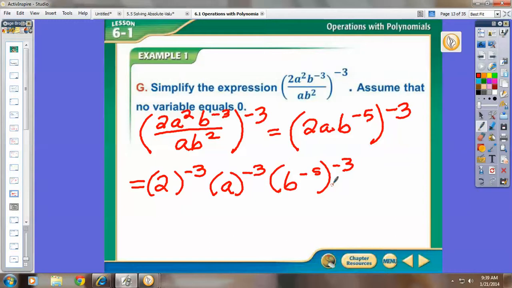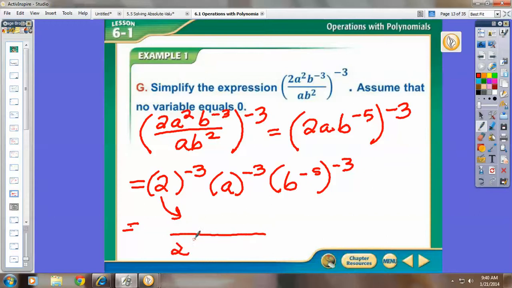Now please don't type 2 to the negative 3 in your calculator because you're going to get a decimal. Okay? That negative exponent tells us we're going to change floors. We're going to cross the line and change the sign. So I'm going to move this. I'm just going to go ahead and move it. I'm not going to do any calculating yet. I'm just going to move that down to the denominator. So we have 2 to the negative 3 in the denominator.